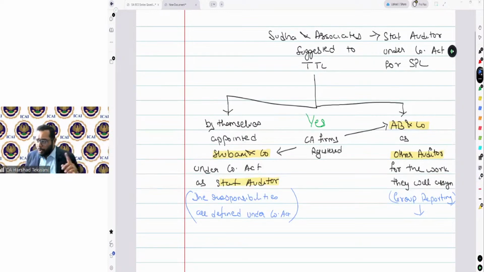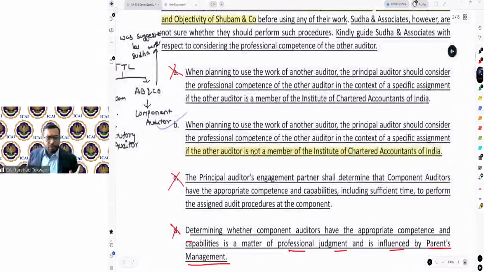Okay. So there is one doubt with respect to the previous question, and that is to point number A. If I'm not wrong, Viraj, you wanted to understand point number A with respect to the competency. Now see what point number A says: when planning to use the work of another auditor or component auditor, the principal auditor should consider the professional competency of the other auditor in the context of the specific engagement or assignment.